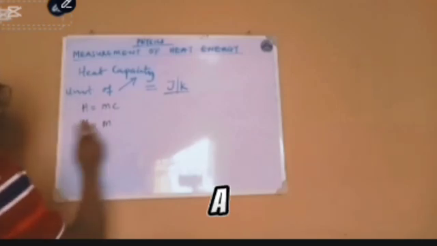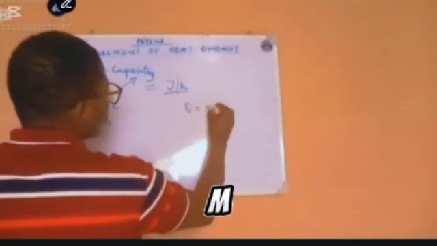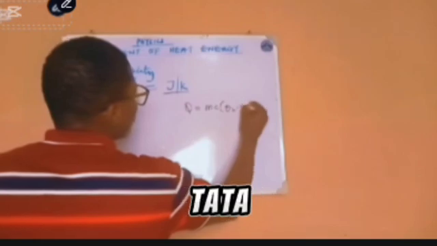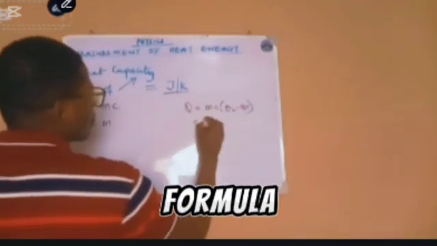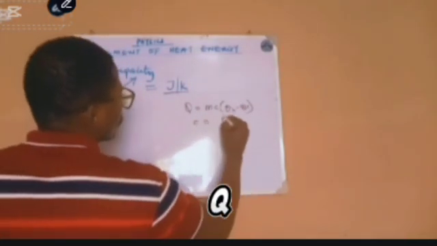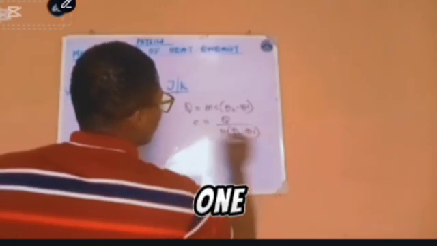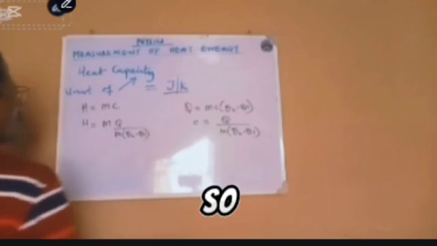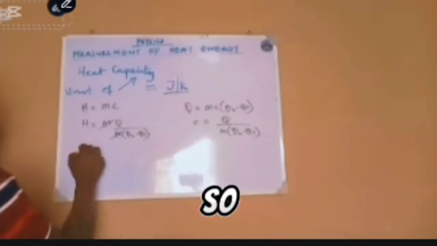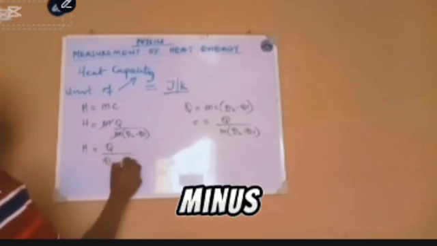When we say H is equals to MC, what are we saying? Remember, in Q is equals to MC (theta 2 minus theta 1), when we make C the subject of the formula, we have C to be equals to Q all over M bracket theta 2 minus theta 1. So when we substitute this C here, this M can cancel. So you are left with H is equals to Q all over theta 2 minus theta 1.